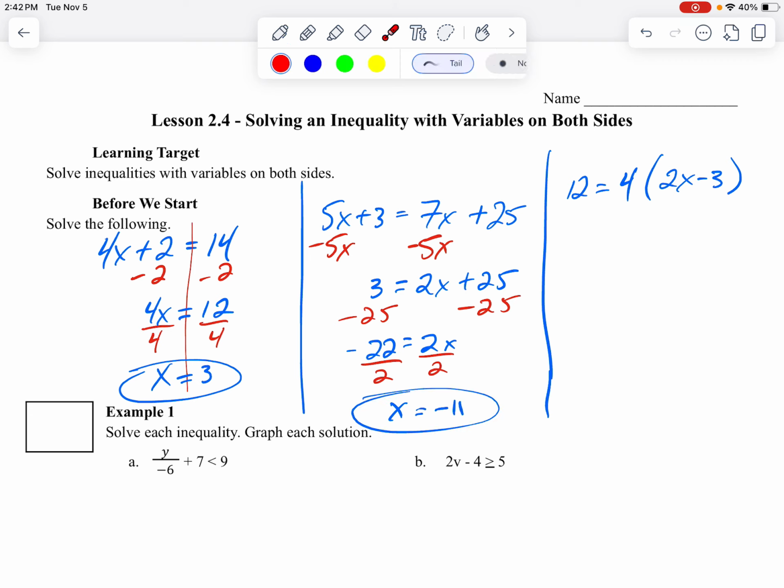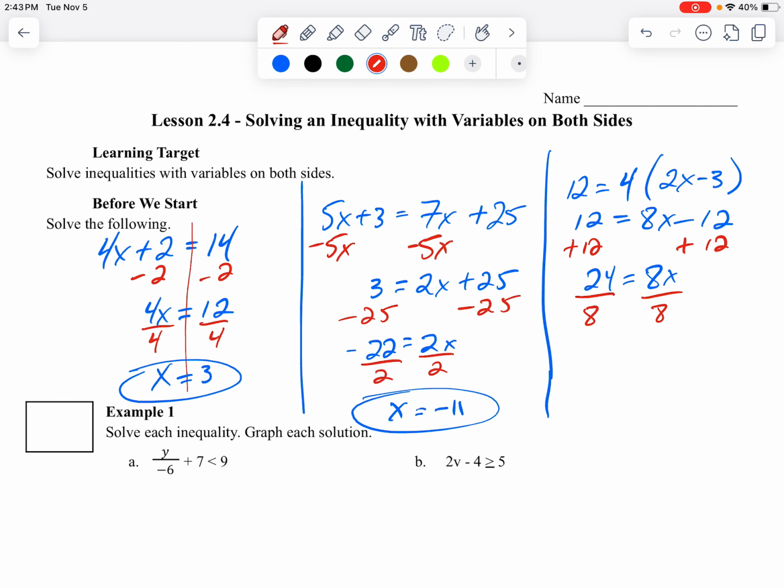Final one. What we need to remember here is that this is distribution. When I have the stuff inside the parentheses and then the number right outside, that's 4 times everything inside. So let's multiply that. 12 equals 4 times 2x, which is 8x, minus 4 times 3, which is 12. Add 12 to both sides. So I've got 24 equals 8x. 8x means 8 times x. We do the opposite by dividing. x equals 3.